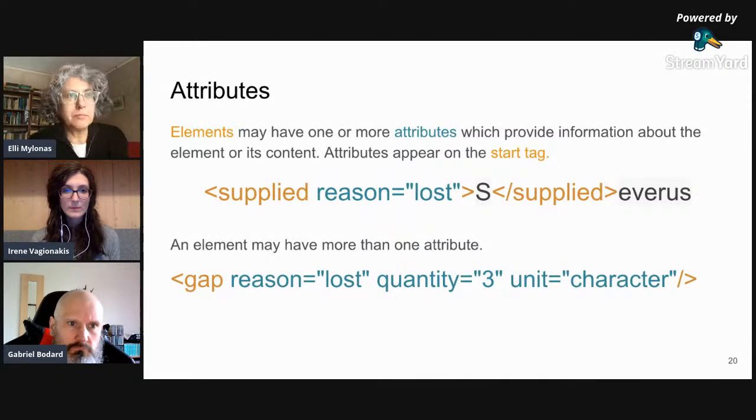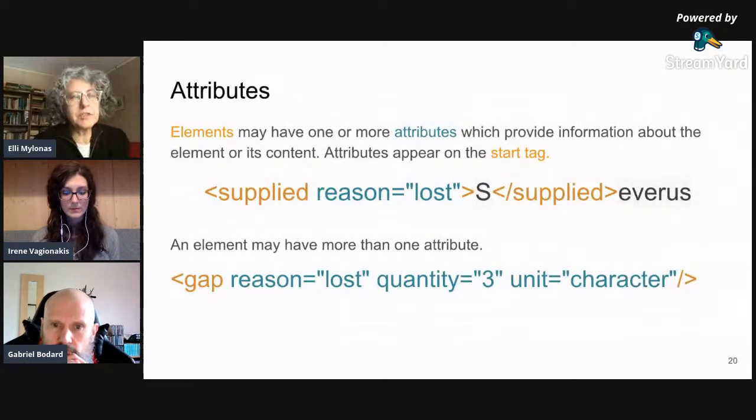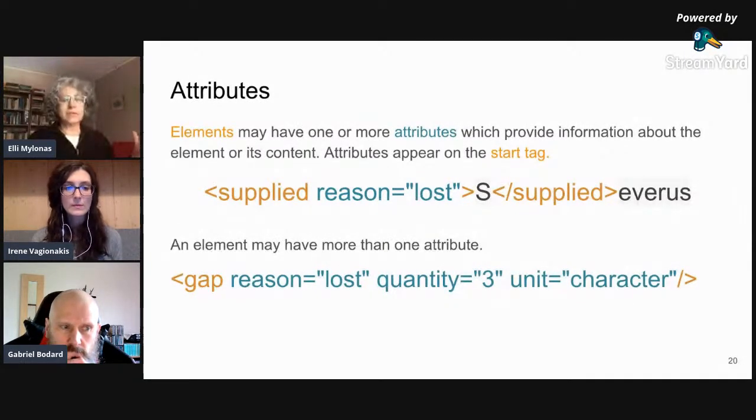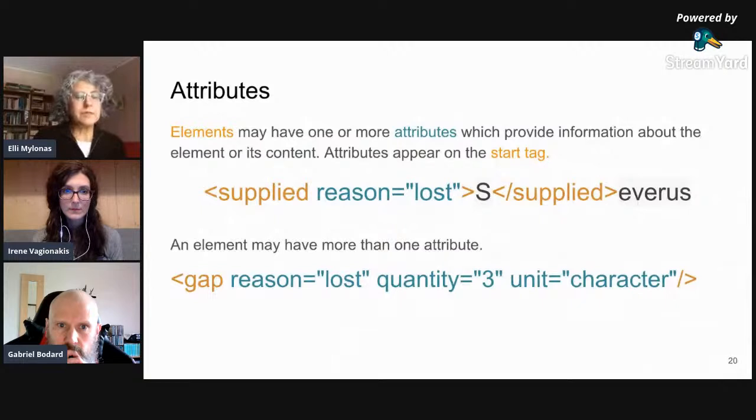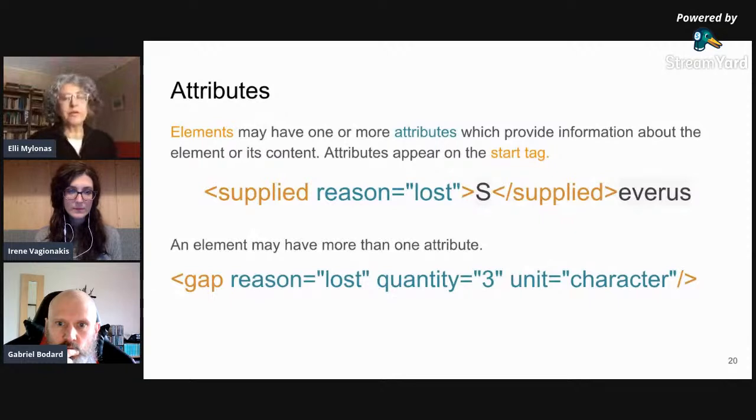Another bit of XML syntax is attributes. So elements have the ability, text is surrounded by an element, so you can identify in a descriptive way pieces of a text. So you can say this is a paragraph, a line, a word, an abbreviation, but you may need to provide more information about either the element itself or about its content.